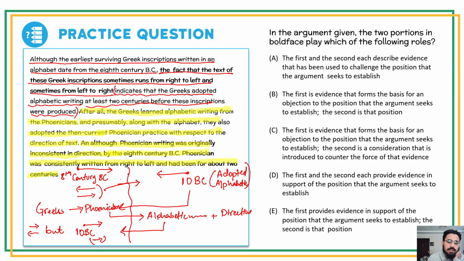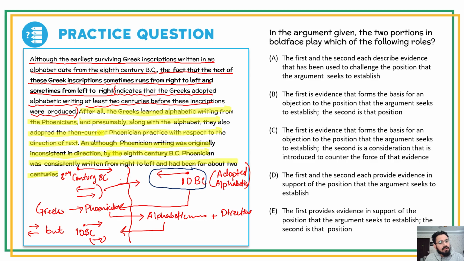So I think the synopsis of this paragraph would be that the author wants to say that these Greeks, that is the author's position, that these Greeks adopted alphabetic writing in the 10th century BC or before that, right?